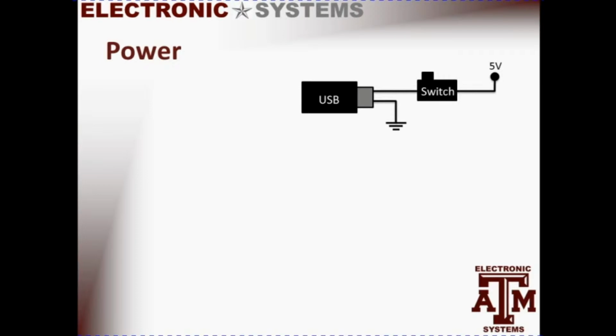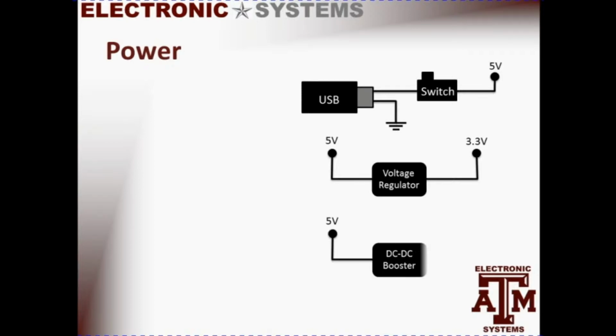Many of the subsystems on the NESI board must be powered with the lower voltage. This is done by using a voltage regulator to step the voltage from 5 volts down to 3.3 volts. Also, the CO2 sensor requires a higher voltage. So we use a DC to DC booster to convert the voltage up to 6 volts to power this peripheral.